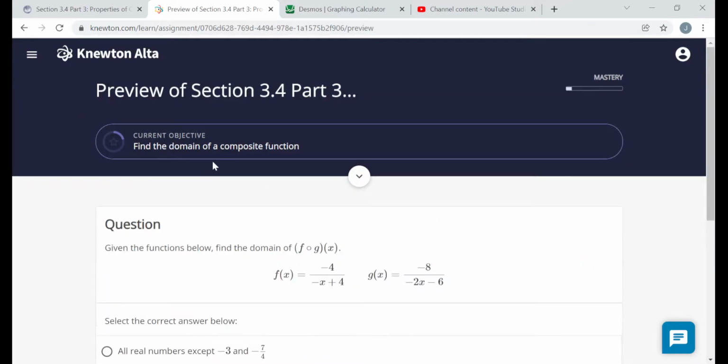All right, still on the same objective, find the domain of a composite function. And once again, we're given a function f and a function g, and we're composing them in this order: f composed with g, and asked to find the domain of this composite function. So once again, I'll write these out and do it on some paper.